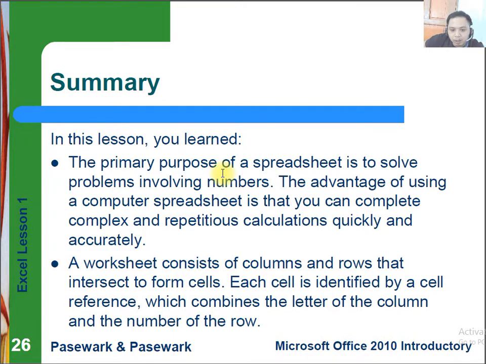Okay, a worksheet consists of columns and rows that intersect to form cells. So yung column and rows natin, yung intersection nila is what we call the cell. Okay, each cell is identified by a cell reference or cell name, which combines the letter of the column and the number of the row.